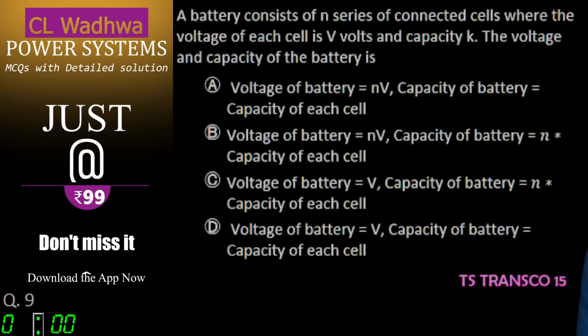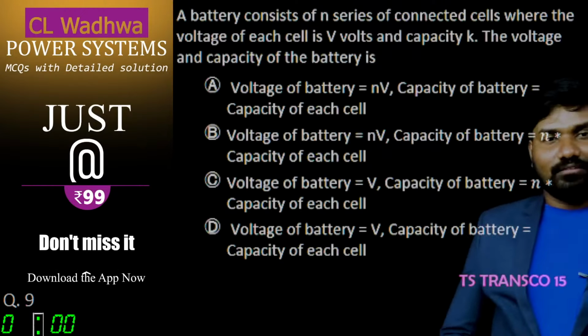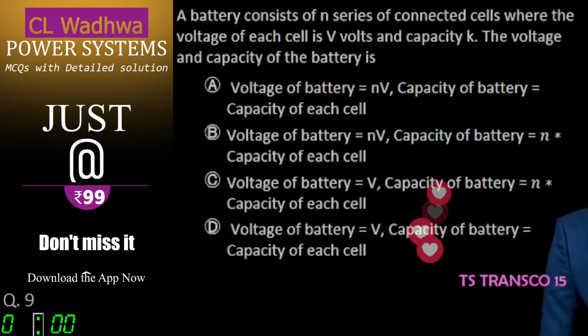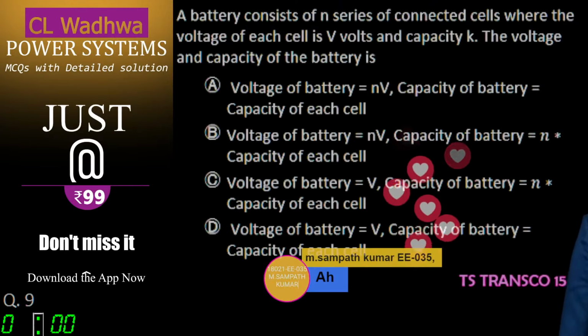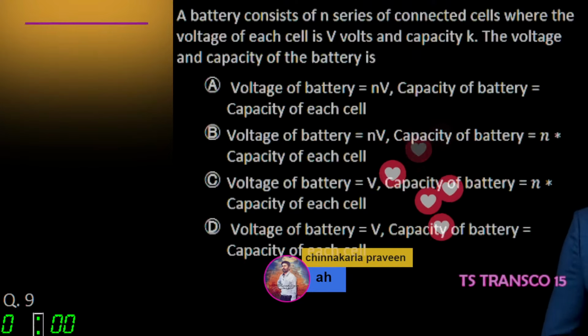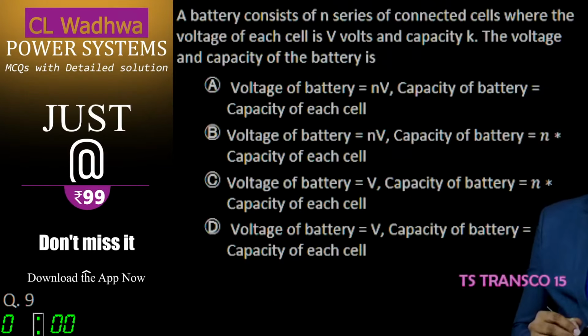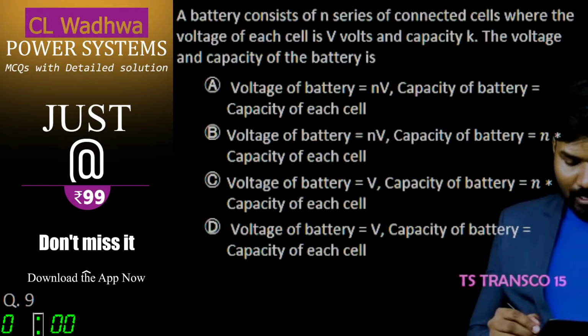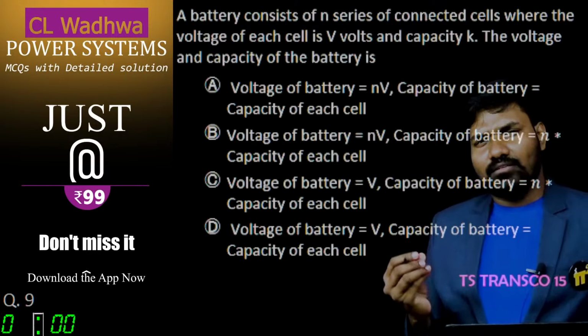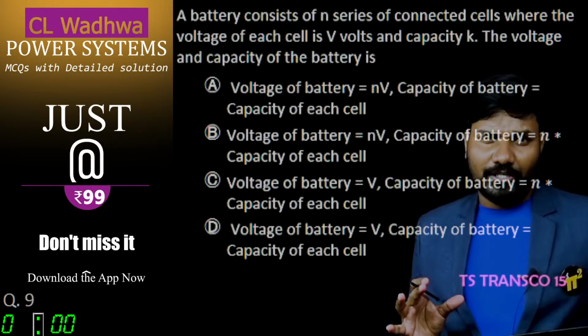Very good. Unit of capacity is, Praveen is saying, ampere hour. Sampath is also saying ampere hour. Very good. Keep it up. Vamshi is also saying ampere hour. Muhammad is also saying ampere hour, or watt hour, whichever is not usually mentioned.